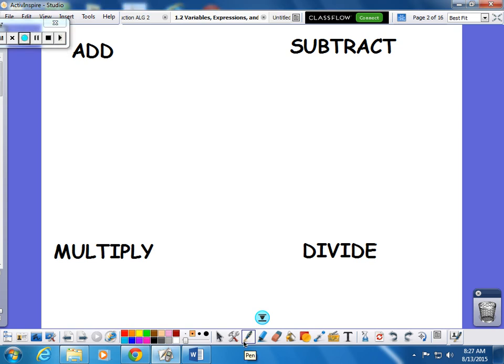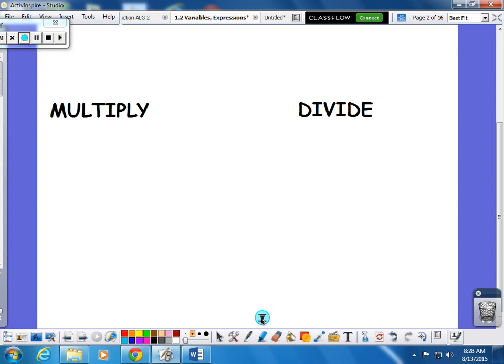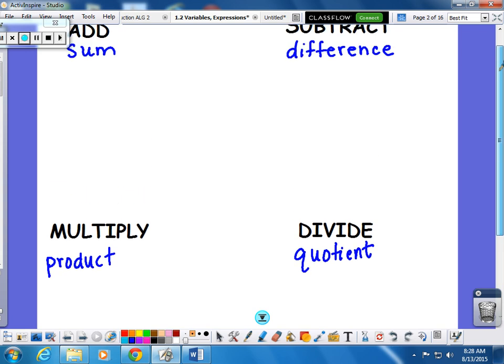What do you call the answer to an addition problem? A sum. What do you call the answer to a subtraction problem? A difference. What do you call the answer to a multiplication problem? A product. And what do you call the answer to a division problem? A quotient. All right, any word or phrase that tells you to add, subtract, multiply, and divide.